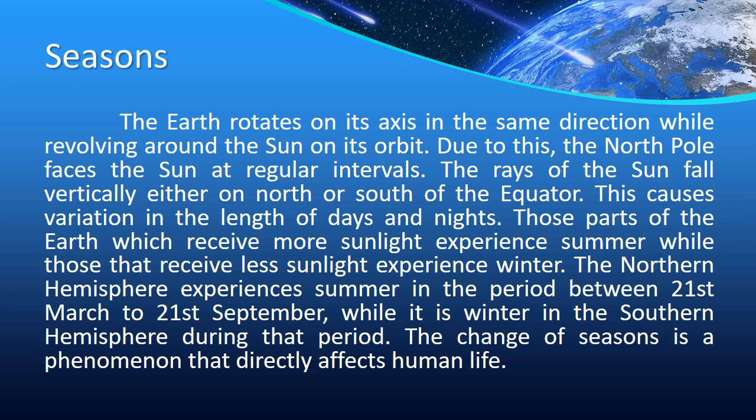Those parts of the Earth which receive more sunlight experience summer, while those that receive less sunlight experience winter. The northern hemisphere experiences summer in the period between 21st March and 21st September, while it is winter in the southern hemisphere during that period. The change of seasons is a phenomenon that directly affects human life.